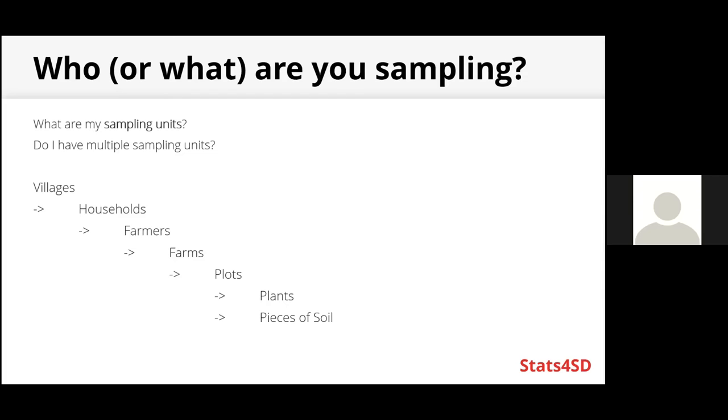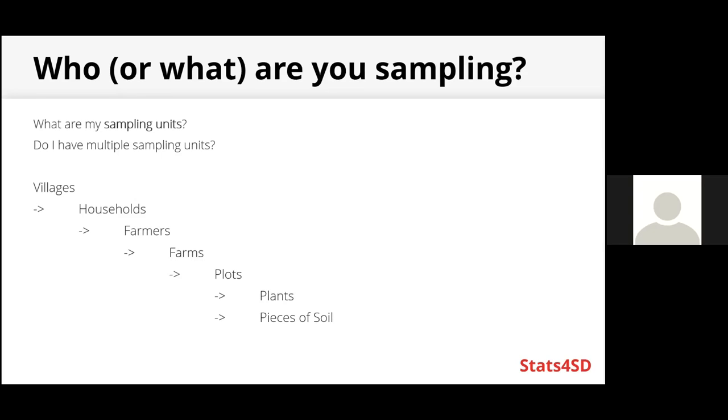Or maybe it's the soil that we want to be measuring, not the farmers. It could be all of these steps. And there could be sampling required within every single one of these steps here. We might need to be randomly selecting villages, and we might need to be randomly selecting households within villages. And we might need to randomly select farmers within each household, and so on and so on and so on.